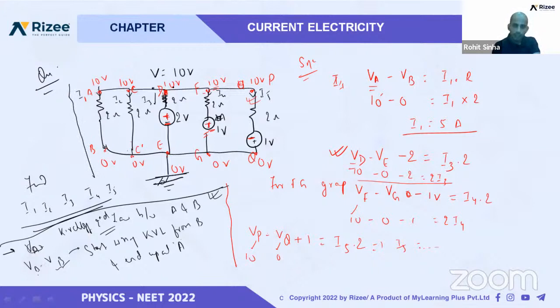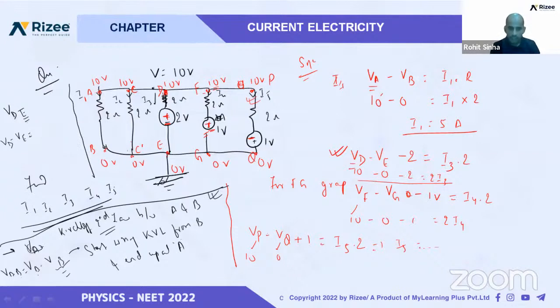Now, let me take one example. I take this example, VDE. What do we have to do? We have to start from E, the low potential. Start from low potential like this: VAB, then start from B and reach A. So start from E and reach D. Remember, starting from E. Now we write like this: VD minus VE is equal to, start from E.